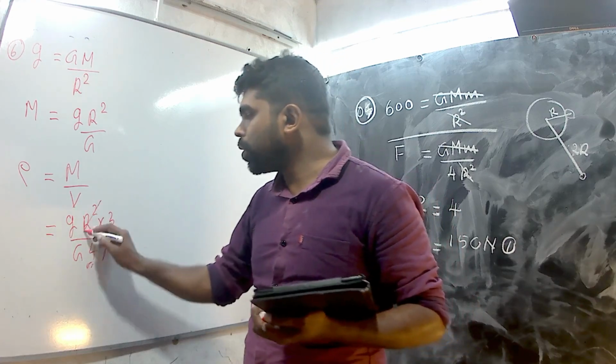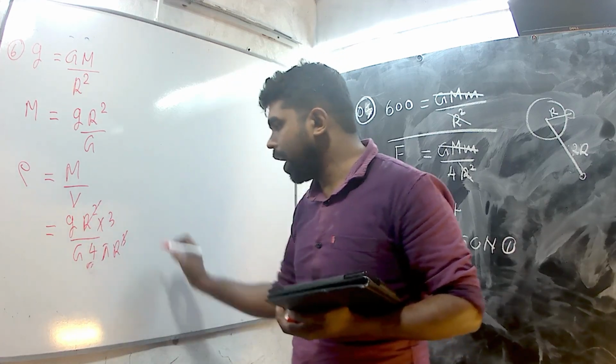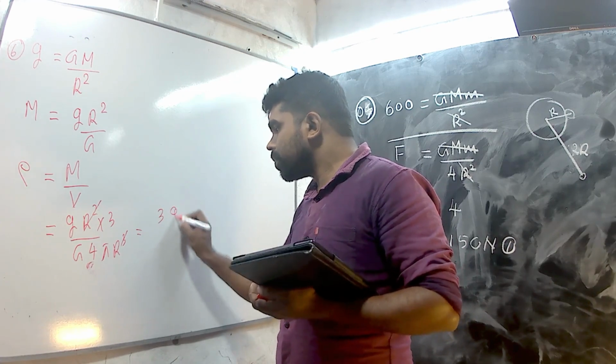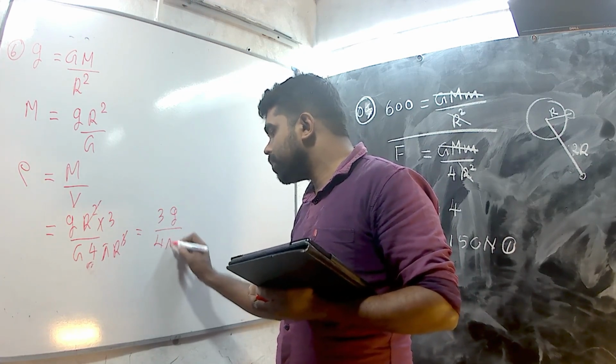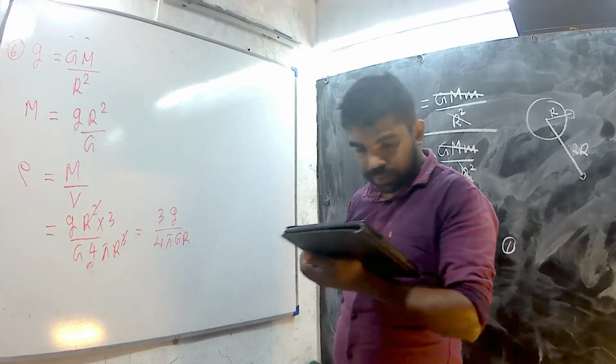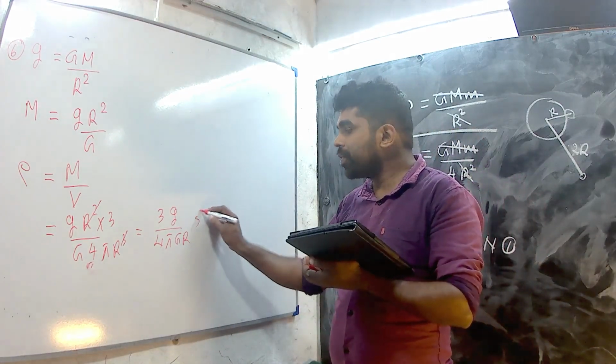Then we can cancel out the 2r terms and we get the density as 3g divided by 4πGr. Then the answer is 5 for question number 6.